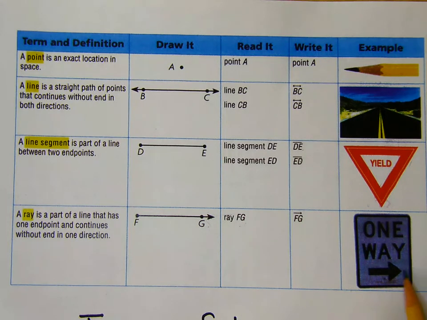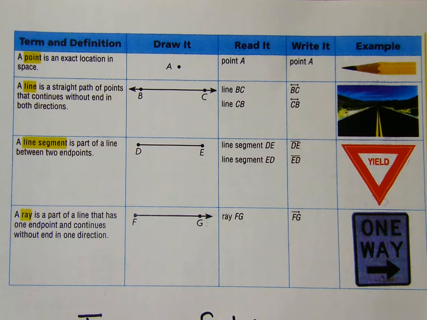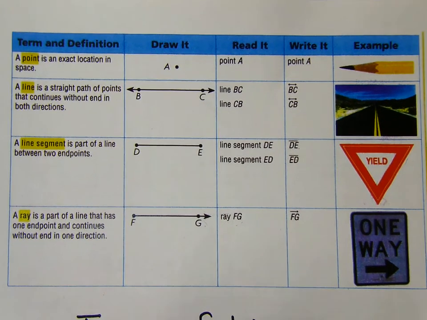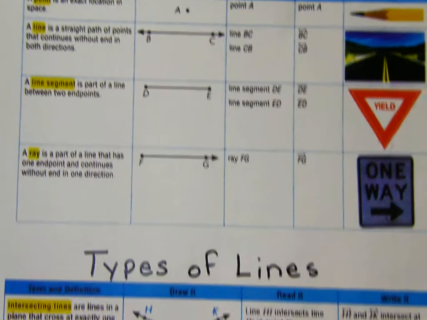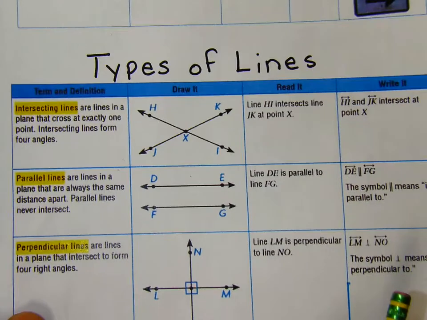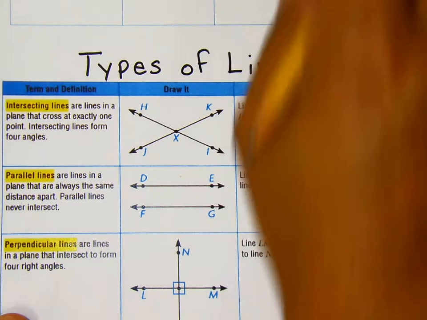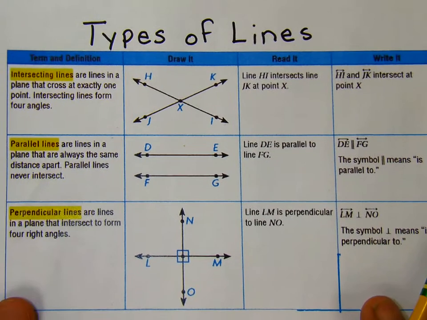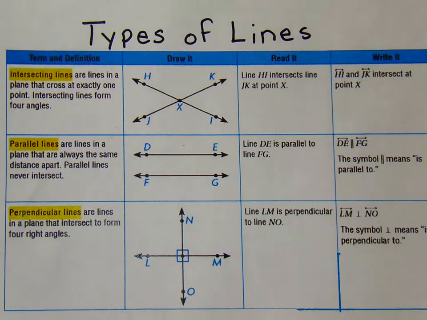So that would be a ray. So those are the terms we need to know before we start talking about the types of lines. All right, so the three types of lines that we're going to learn today are intersecting lines, parallel lines, and perpendicular lines.